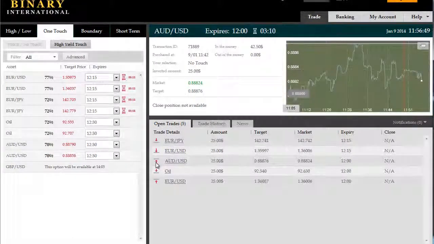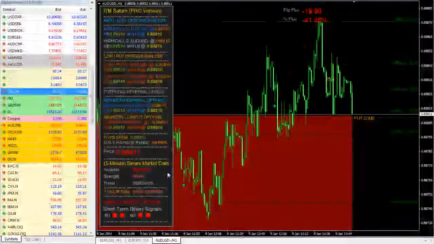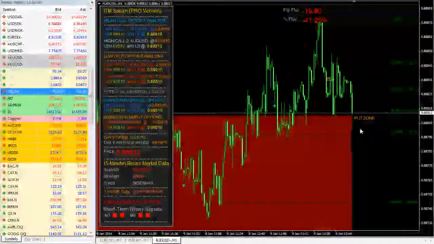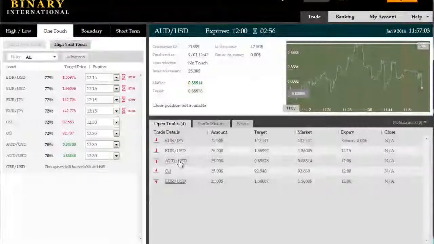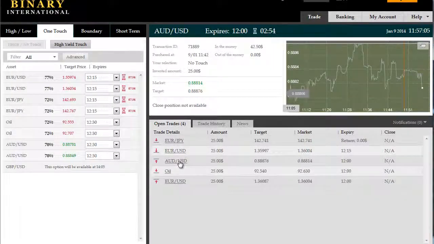No touch, when the arrow is pointing upwards with a little break in the middle between the line, means that the higher target of 0.88876 is not going to be touched, since ITM Saturn is saying that we will be going short. Taking that into consideration, we've taken an option on the no-touch platform and executed this trade, which, as you can see, is still in the money and has 2 minutes and 48 seconds left to expire and will be expiring profitably.